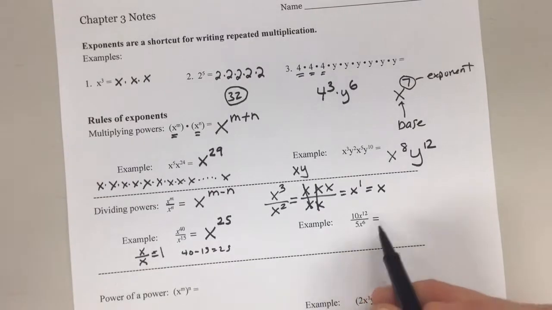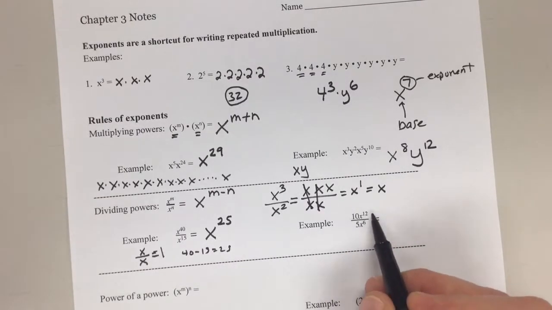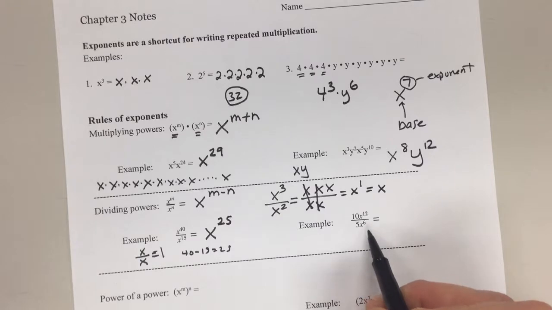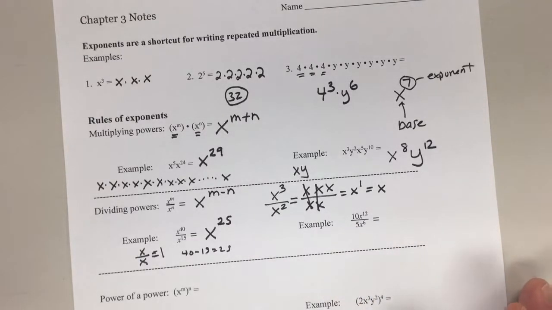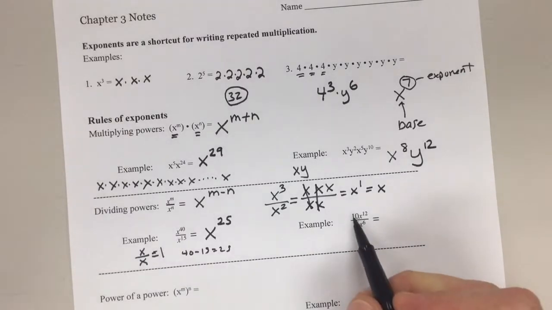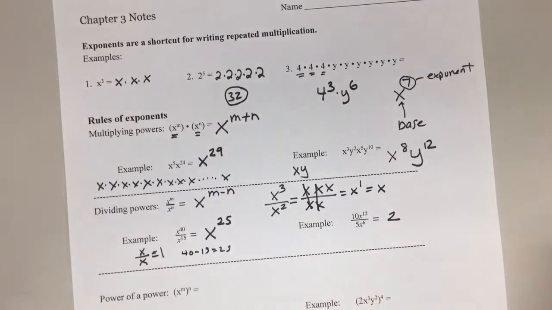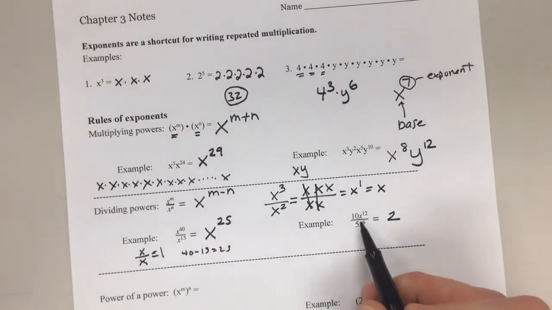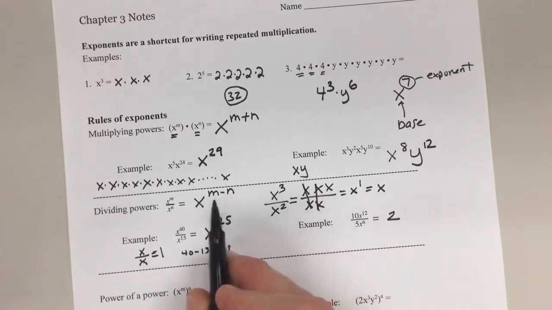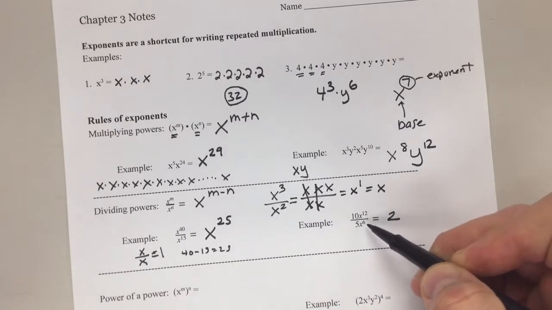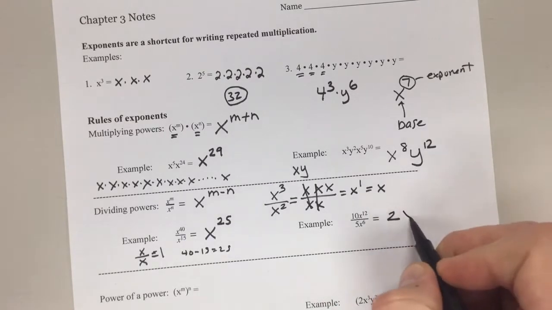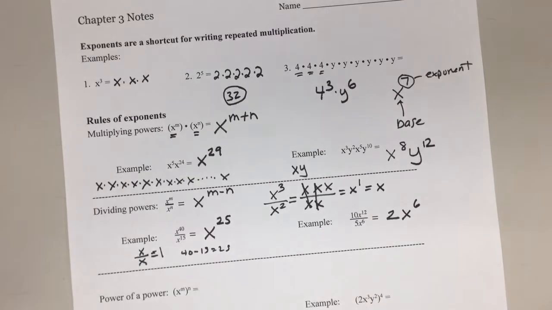So in this example, you'll notice I have 10x to the 12th over 5x to the 6th. Now, 10 and 5, those are not exponents. Those are just numbers. So if I have numbers out front, I can just go 10 divided by 5 is 2. But then I have x to the 12th over x to the 6th. So I'm going to follow my rule of subtracting the top exponent minus the bottom. So it'd be 12 minus 6 is 6. So it'd be 2x to the 6th.